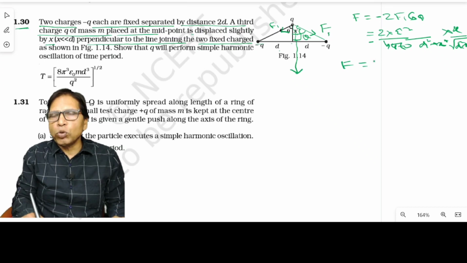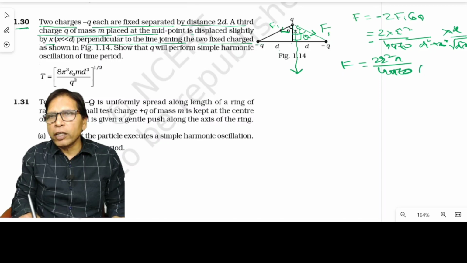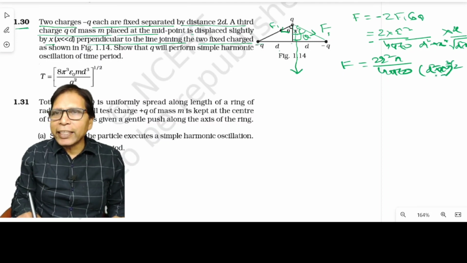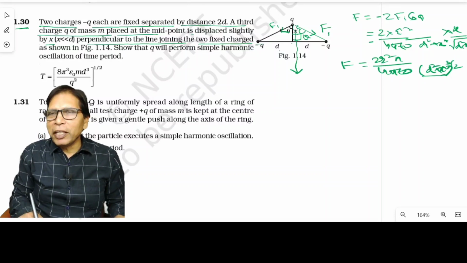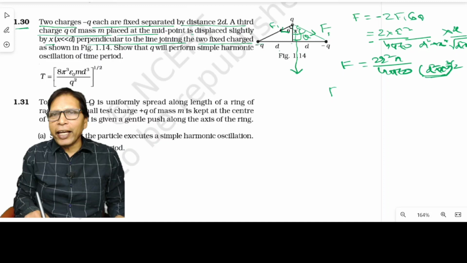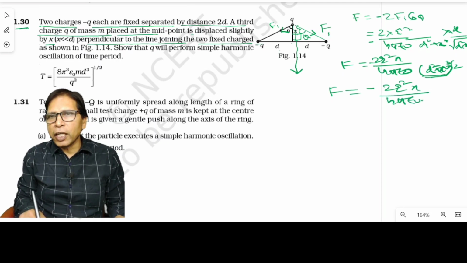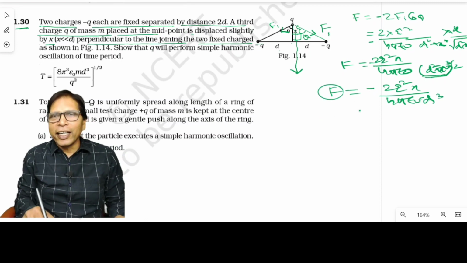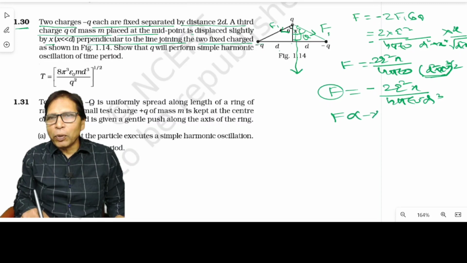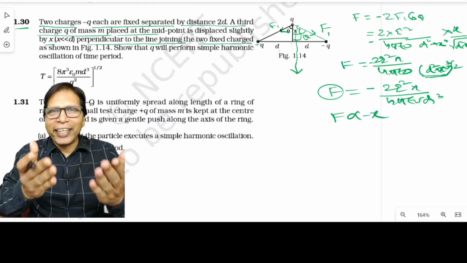So force F equals 2q square x divided by 4 pi epsilon naught into d square plus x square to the power 3 by 2. As x is very small in comparison to d, this term can be replaced by d cube. So F equals negative 2q square x divided by 4 pi epsilon naught d cube. This force is directly proportional to minus x, so it is SHM.